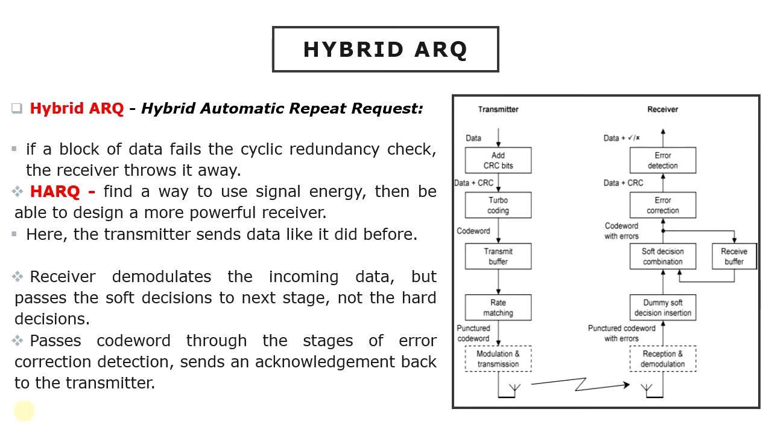figure. The transmitter sends the data just the way it did before. The receiver normally demodulates the incoming data, but this time, it passes the soft decisions up to the next stage, instead of the hard decisions. It inserts 0 soft decisions to account for any bits that the transmitter removes and stores the resulting code word in a buffer. It then passes the code word through the stages of error correction and error detection, and sends the acknowledgment back to the transmitter.